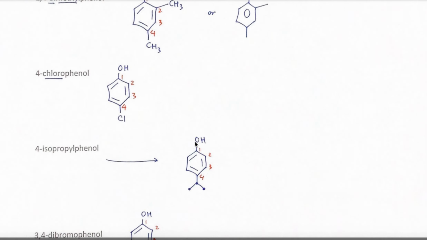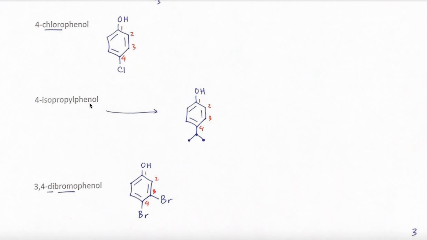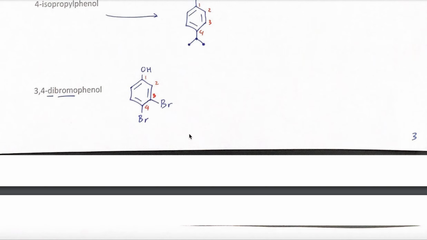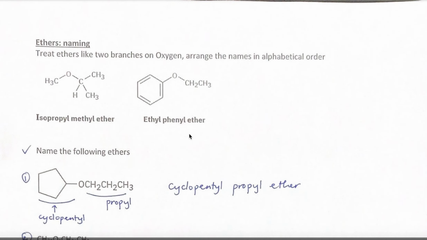Also known as phenol. 1, 2, 3, 4, 4-chlorophenol, isopropyl. Ooh, you guys see the 3 dots connect right in the middle? That's called isopropyl. 3,4-dibromophenol. Okay, pay attention to the numbering. Very important. You number correctly. Okay, so that's alcohol.